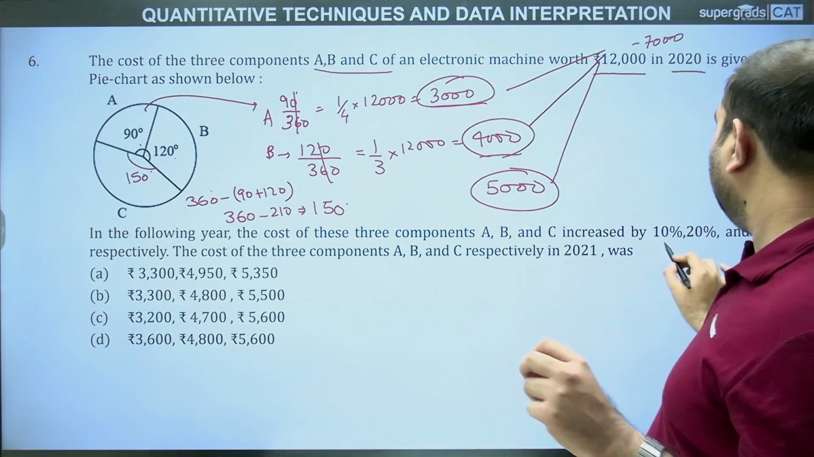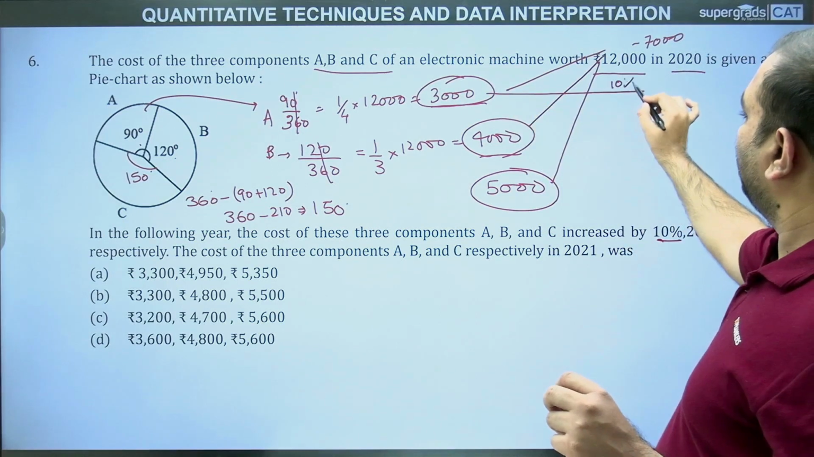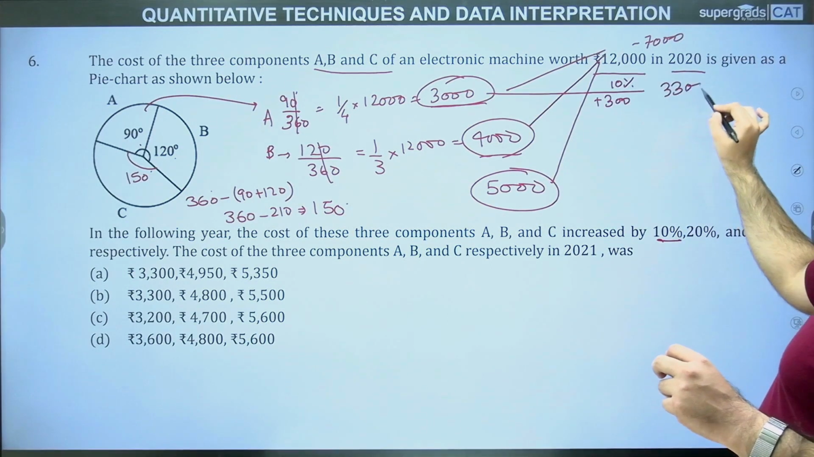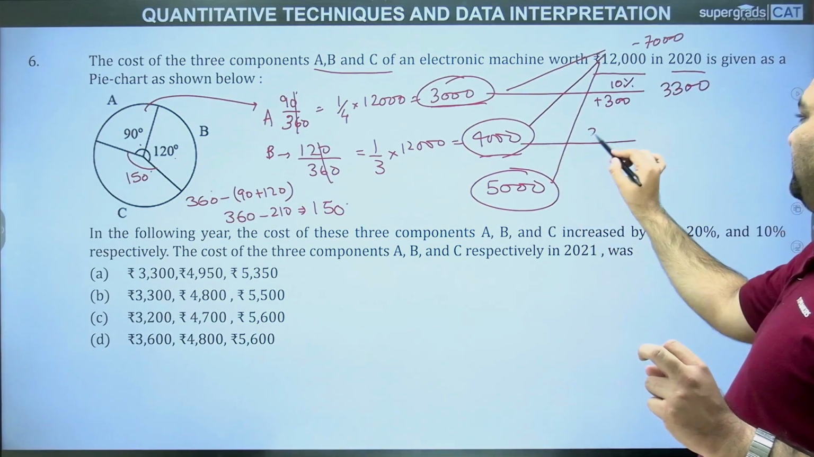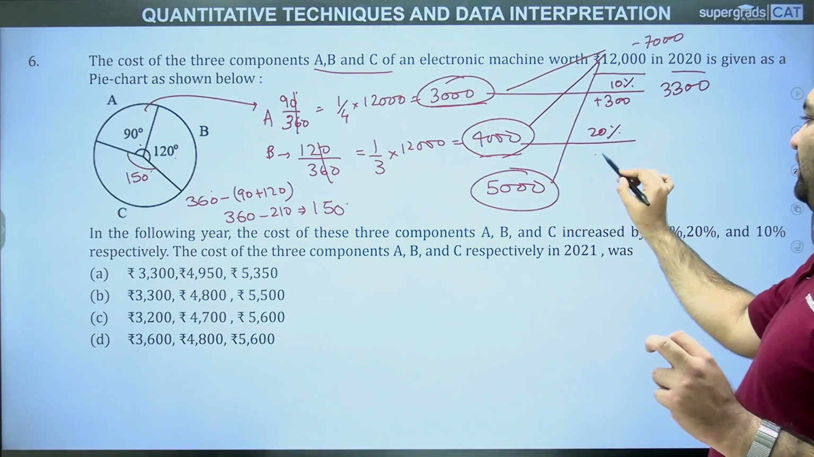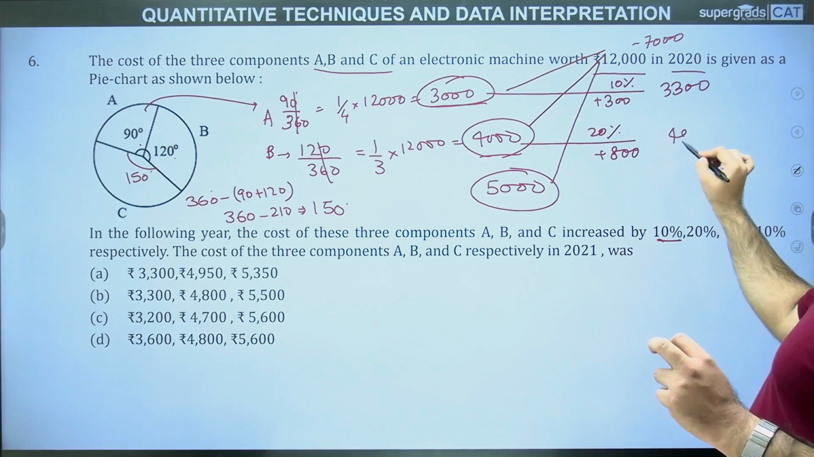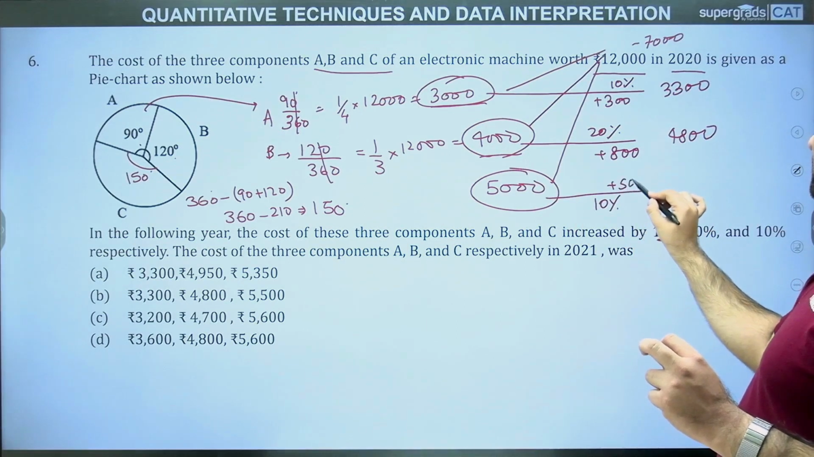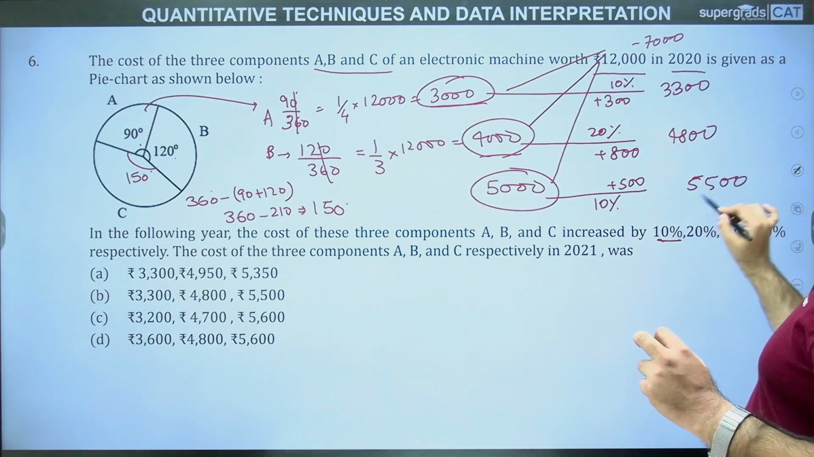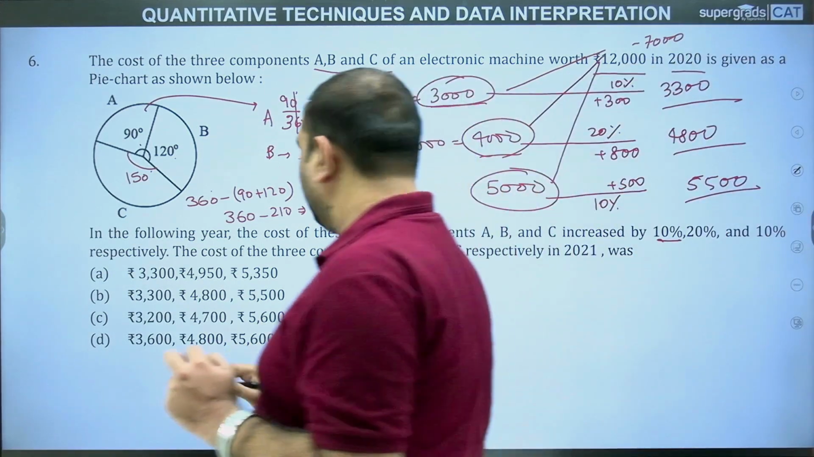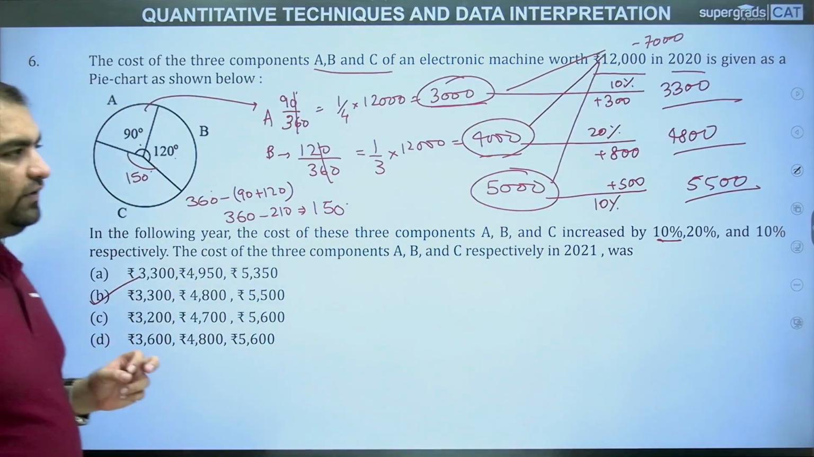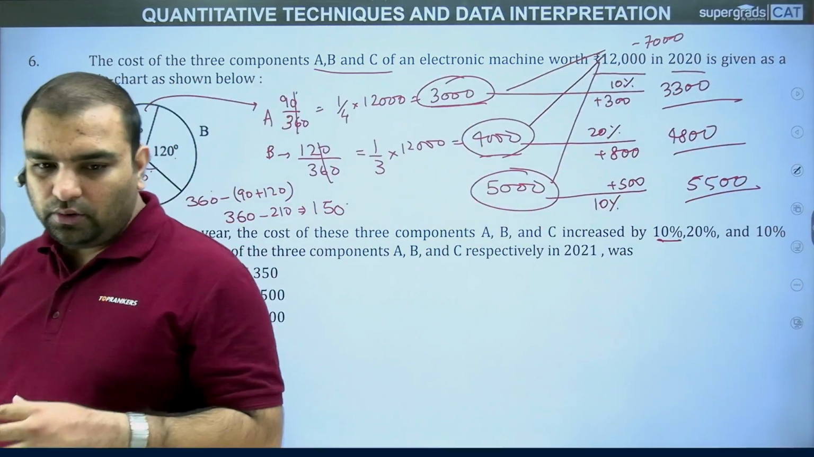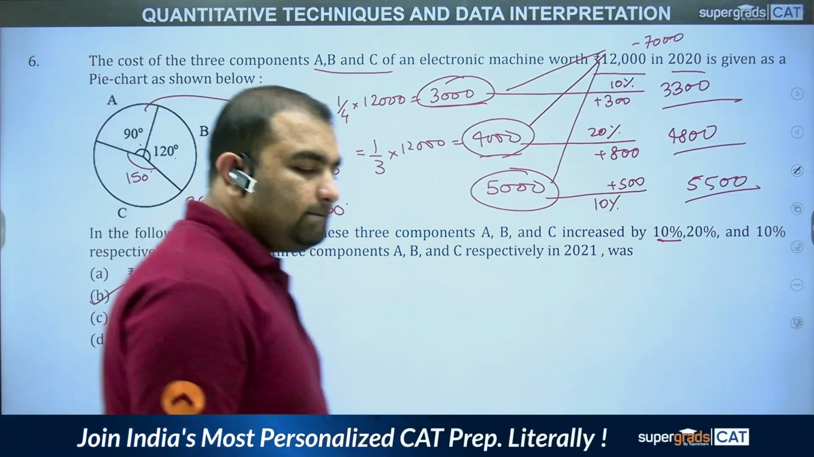First part is increasing by 10%. So increasing by 300, it will become 3,300. Second part is increasing by 20%. 10% is 400, 20% is 800, so 4,800. Third part increasing by 10%, that is 500, so 5,500. 5,500 is the correct answer. The options were 33, 45, 48, 55. Let's move on.